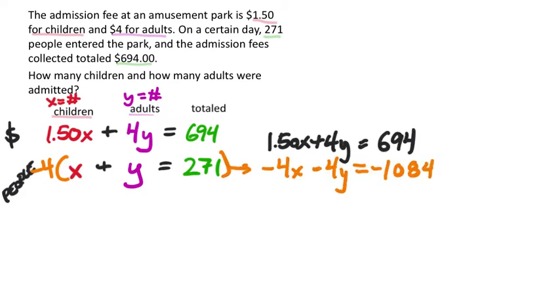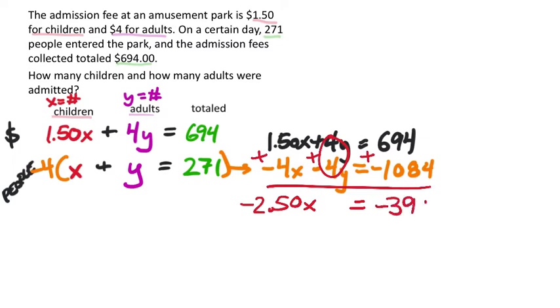We can see just the way this sets up, right, because we have the x's, y's, and constants all lined up. The y's are opposite coefficients, so that means they will actually zero out. So in solving this, I'm just going to add all the columns together. So 1.50x's minus 4x's would be negative 2.50x's. The 4y minus 4y, that zeroes out, just as we planned, that eliminated. And then we have 694 minus 1,084, which is negative 390.